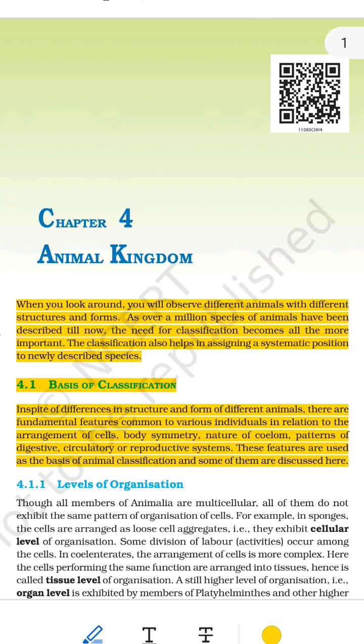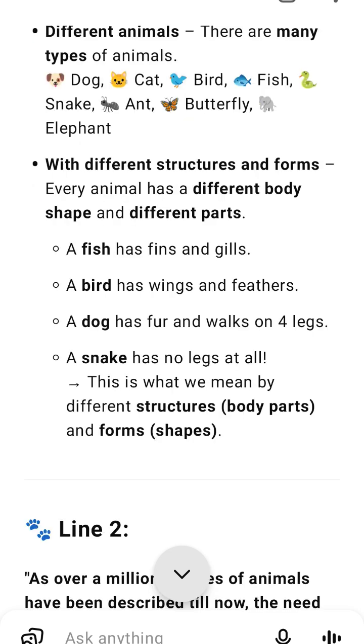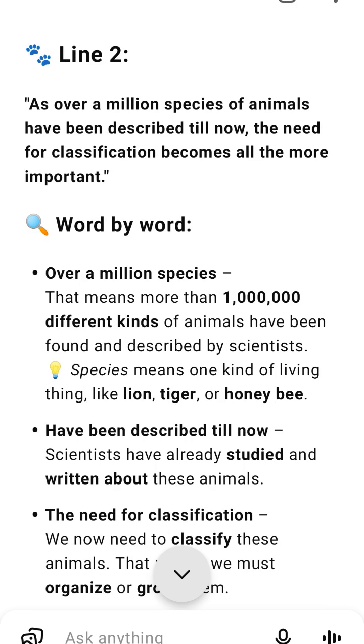The basics. What is animal classification? There are more than 1 million types of animals in the world. These animals look very different from each other in size, shape, body parts, and how they live. So scientists needed a smart way to organize them. This is called classification. Classification means putting animals into groups based on how similar or different they are.